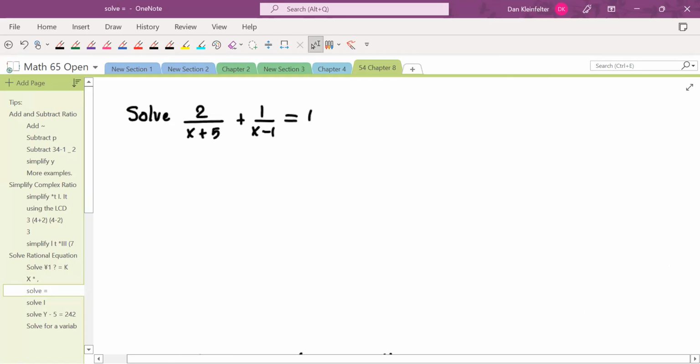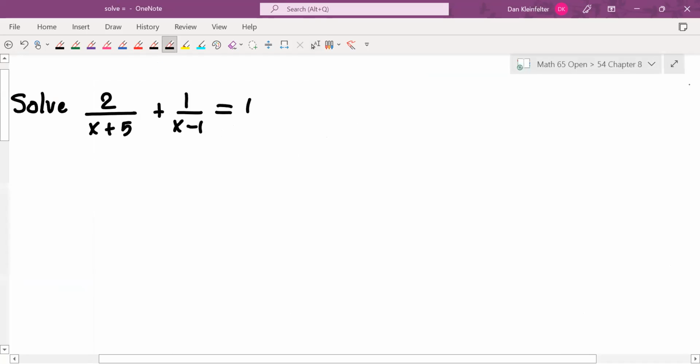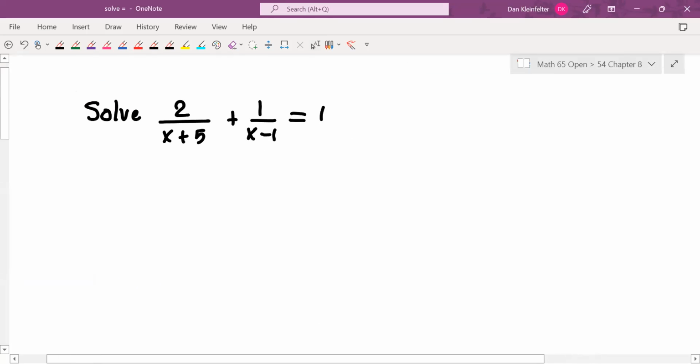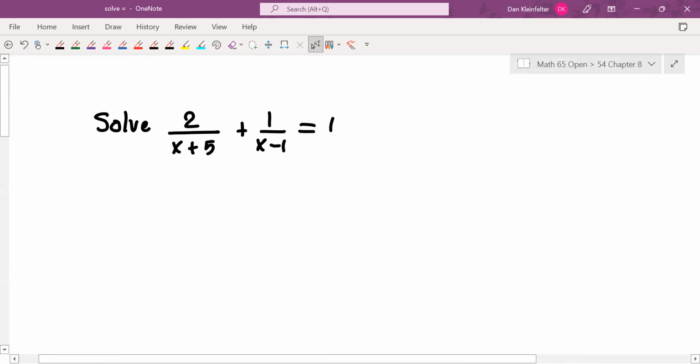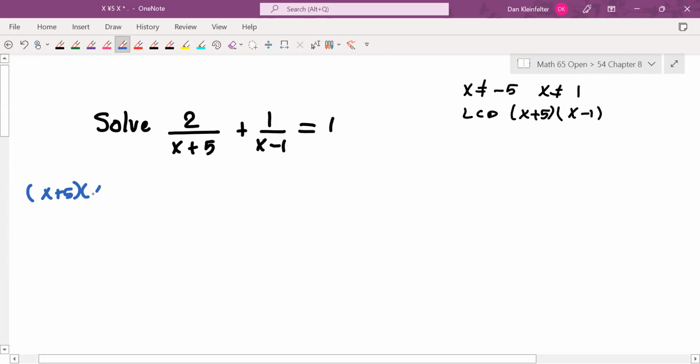All right, so a couple more examples. For this one, our exclusions are going to be -5 and 1. And our LCD is (x + 5)(x - 1). So then, as before, we'll multiply both sides by (x + 5)(x - 1).